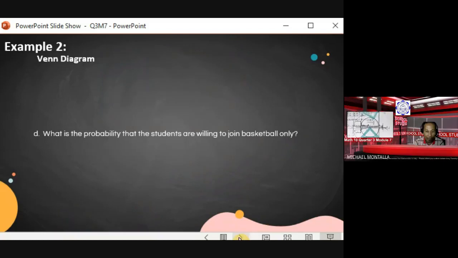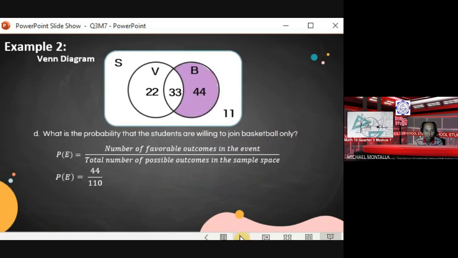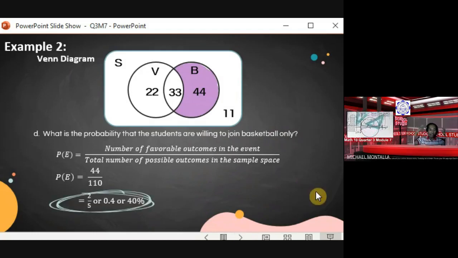Okay lang. So, sa D, basketball only. So, kukuhin natin 44. Medyo basean ko ng konti, ha? Okay ba yan? Nakasundan ba to? Opo. Okay, salamat. We are now on the last problem.